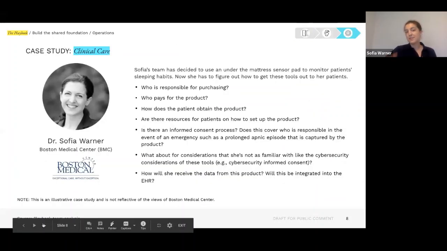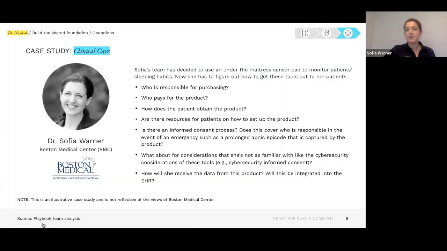So in this hypothetical case, the team that I'm working with has decided to use an under the mattress sensor pad to monitor patient sleeping habits. And then the next thing to think about, once you've thought about all these different aspects from what is impactful to a patient, and how you can translate that into something that's measurable and can be tied to an outcome, is to think about how you're going to actually implement and operationalize that.